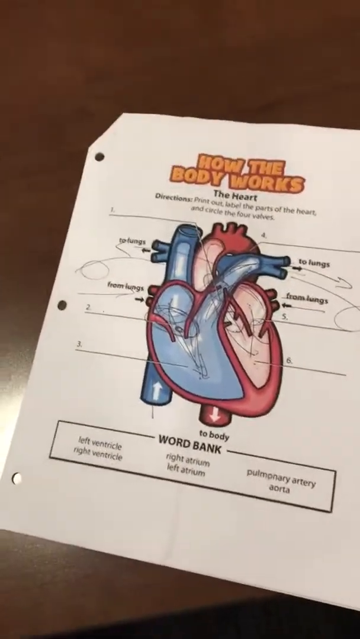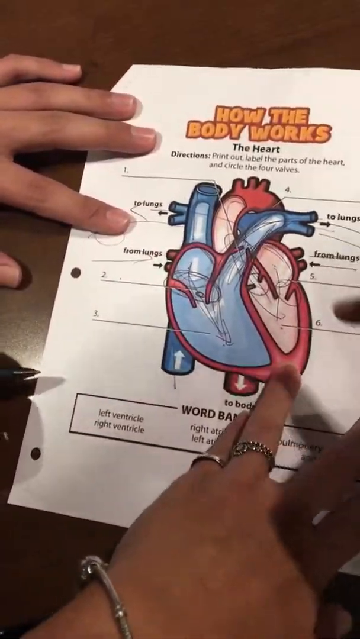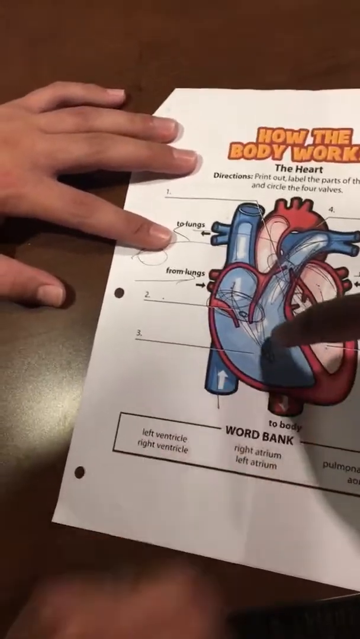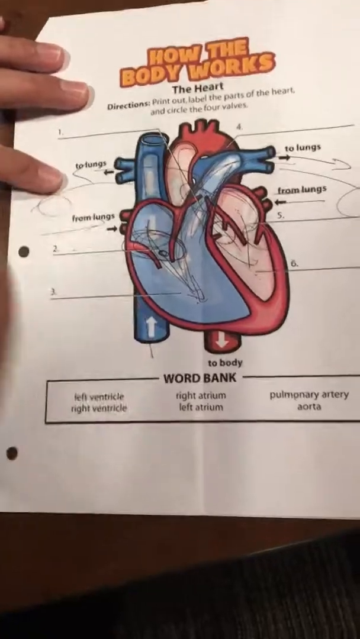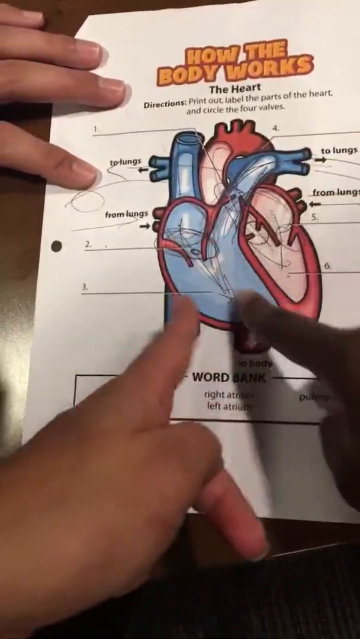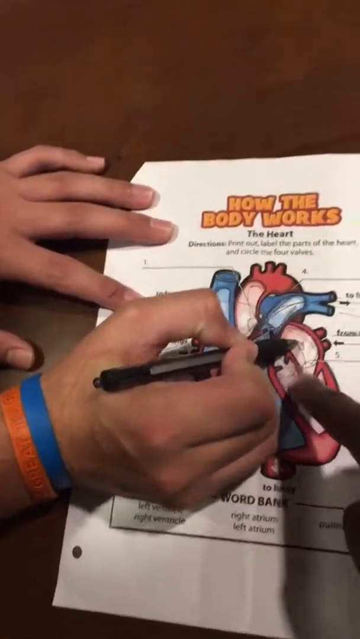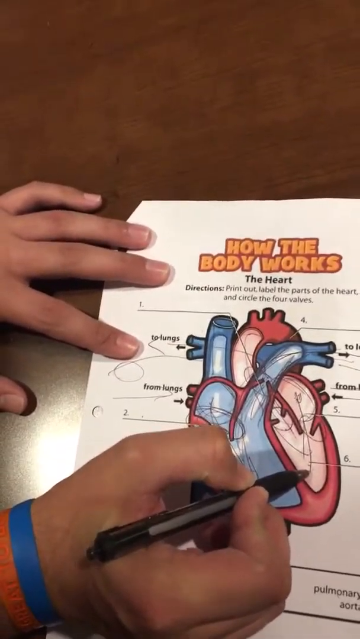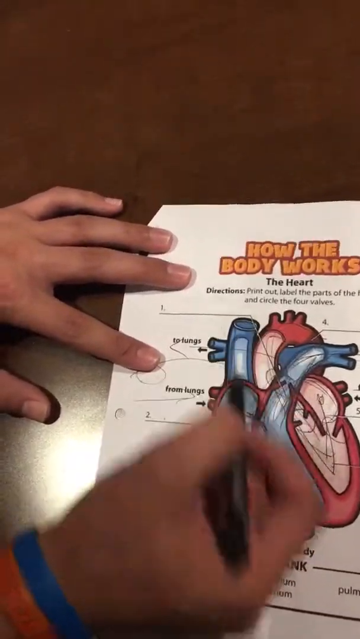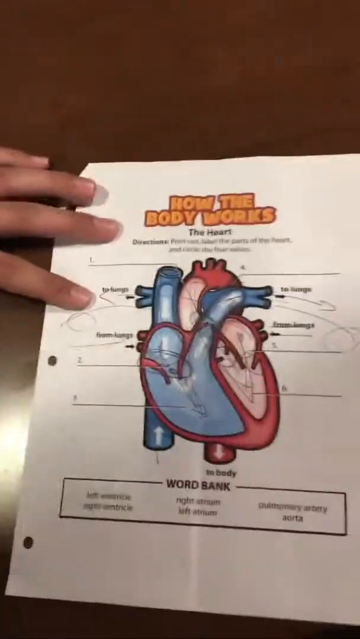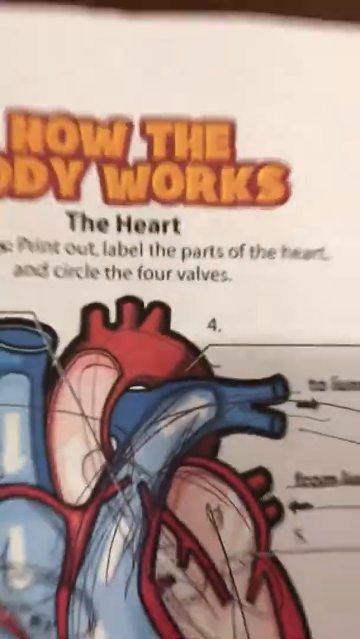The valve between the atrium and the ventricle on the left is the mitral, and the valve that creates the exiting of blood from the left ventricle is the aortic. The oxygenated blood comes in here and goes into the left ventricle through the mitral valve. The left ventricle sends it out to the body, around back here, through the aortic valve. And that's the one we use when we're doing the auscultation.